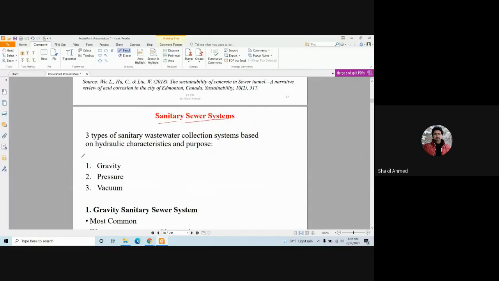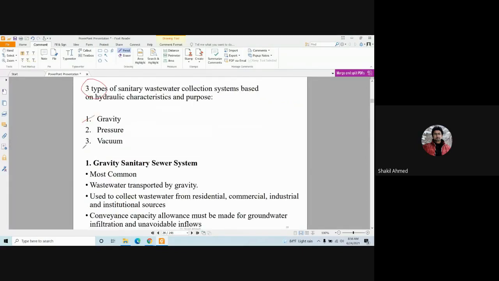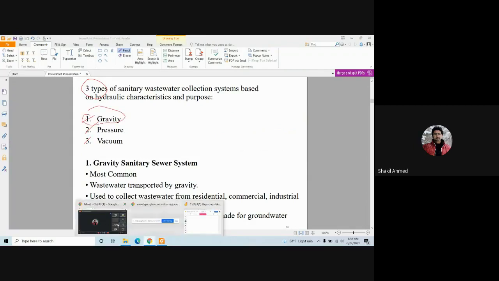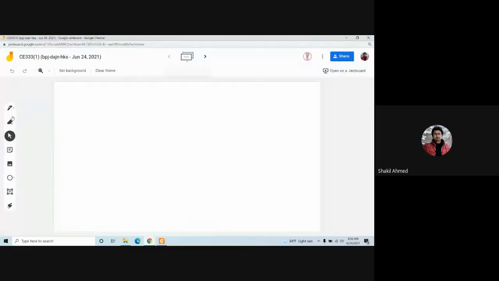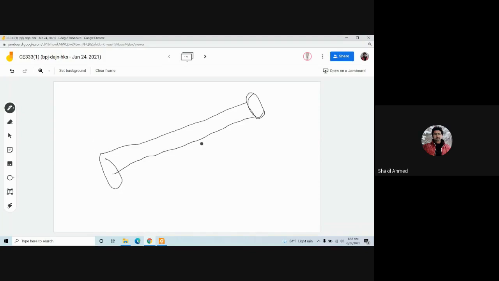Sanitary sewer system. Mainly, we have three types of sewer system. One is gravity, another one is pressure, another one is vacuum. First of all, the most common one, gravity, where you lay out your sewer in such a way that one end of the sewer is at upper elevation and the other end is at lower elevation. So as a result, the sewage will flow naturally through the effect of gravity. Am I right? Yes, sir. So this is called gravity sewer.